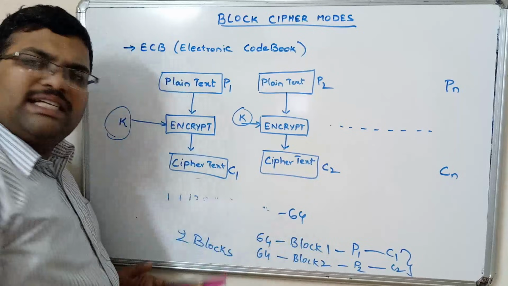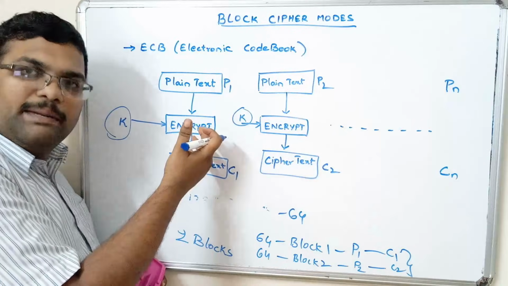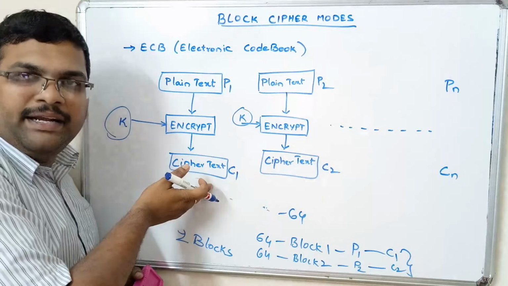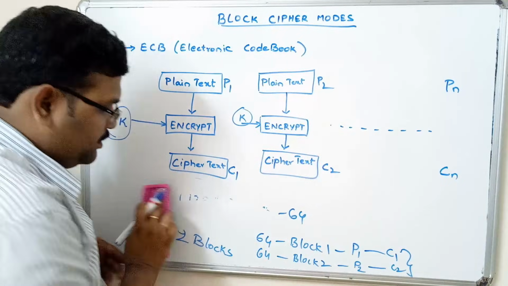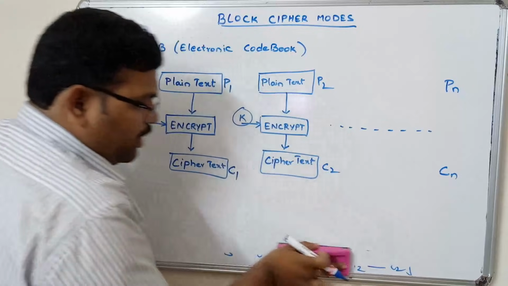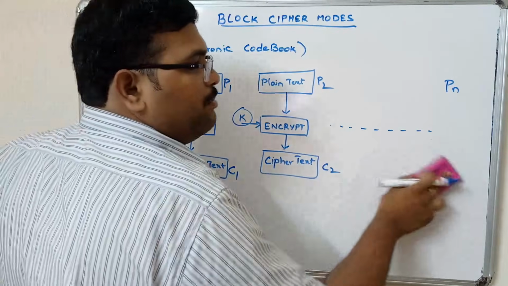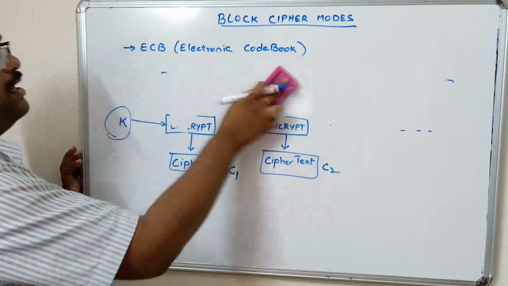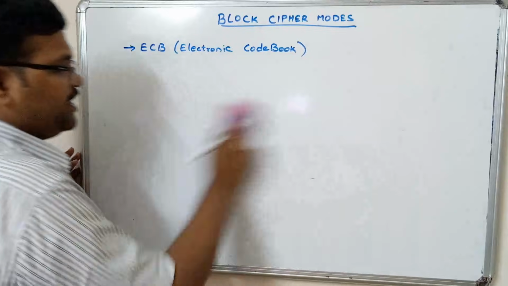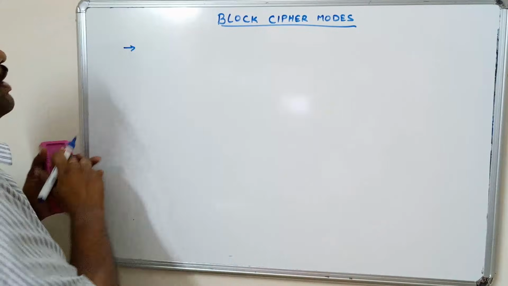The reverse process is the same. By taking the ciphertext as input, applying the decryption algorithm and using the same key, we will get the plain text. So this is called the Electronic Codebook Mode. It's a normal process which we follow for major algorithms. Next, moving on to the second mode of operation.